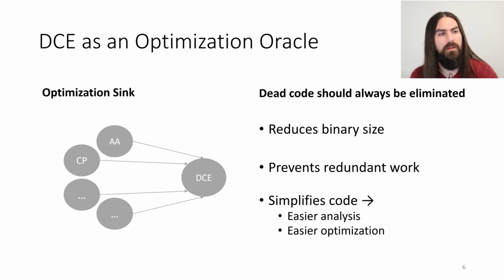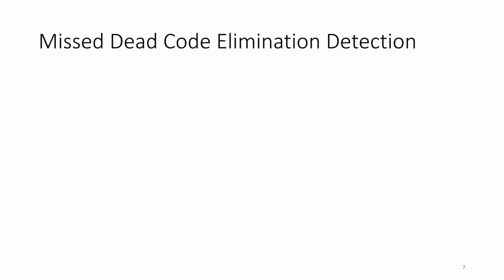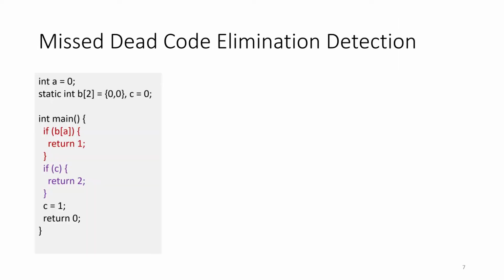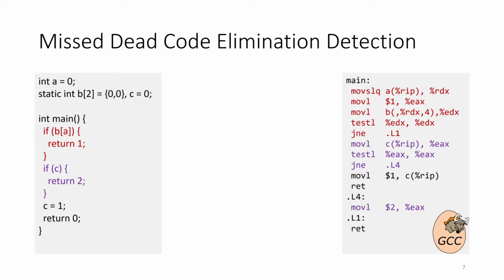But now, given that we have this oracle, how do we actually detect whether it is applied or not? I will demonstrate this through an example. Here we have a piece of code with two highlighted if statements that are both dead. Their conditions are always false. If we now use GCC to compile this code, we can manually inspect that it actually failed to optimize away both of these checks. So it generates code for both of them.